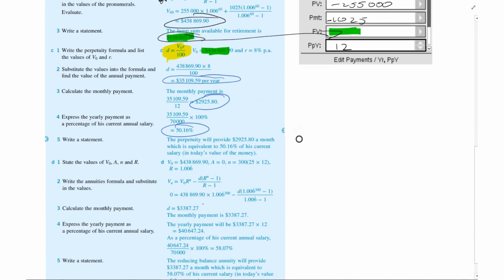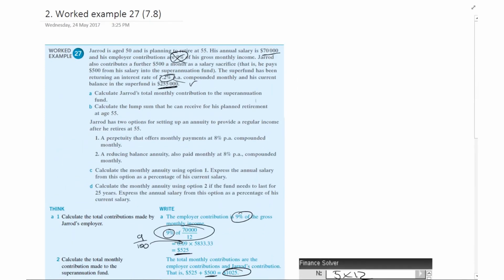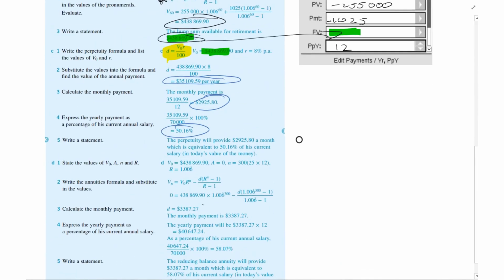And this is the statement. They've asked for a statement here, I think. Oh no, it didn't ask there, but it's a good habit to do some sort of statement like that.